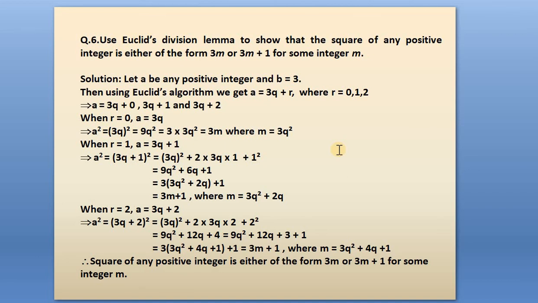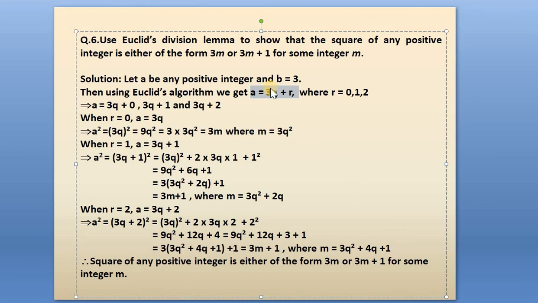So let's start. By Euclid's division lemma, we know a is equal to bq plus r. But now let's take b equal to 3. Then a will become 3q plus r. a is equal to 3q plus r. And when b is equal to 3, the remainder is always less than the divisor.